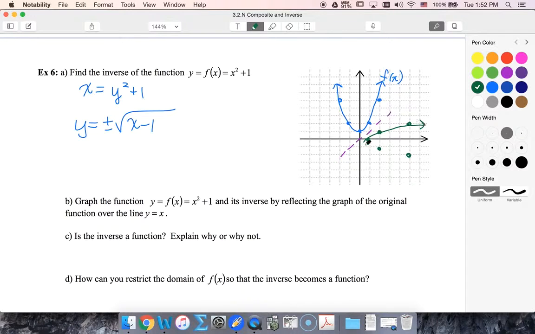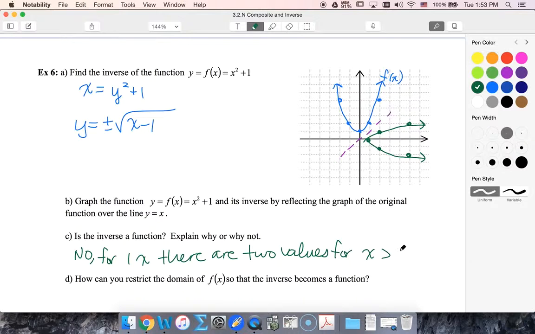So this is the same as square root of x minus 1. This branch is the same as the square root of x minus 1. We can see it's not a function. I can see it's not a function either from my equation or from my graph. So for one x, there are 2 y values for x greater than 1. So when x is equal to 1, I have only one y value, but for every other x greater than 1, I've got 2 y values.